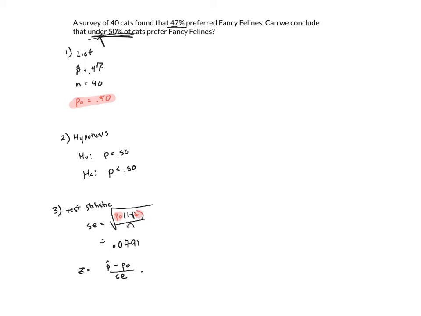When I plug this in here, I'm going to get a negative. And I'm going to get a negative because I have an actual value that is below my expectation. In fact, I get a z-score of negative 0.38. Notice this isn't a very large z-score.